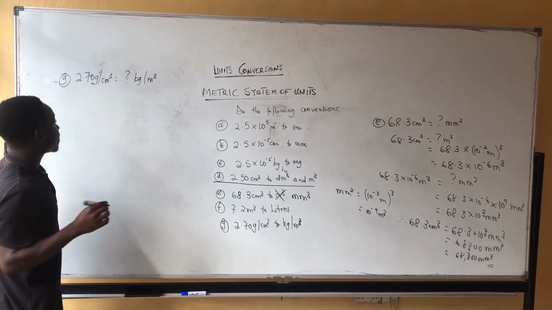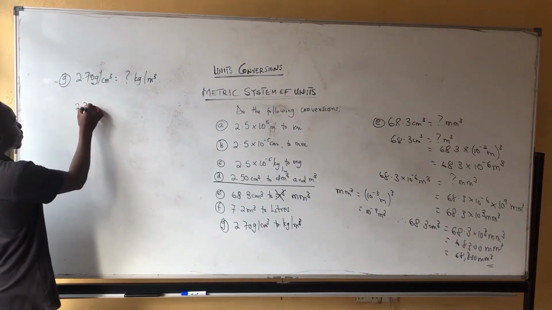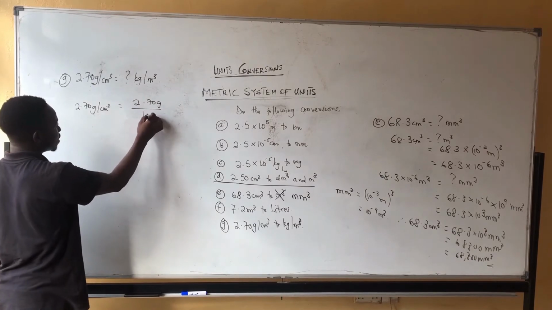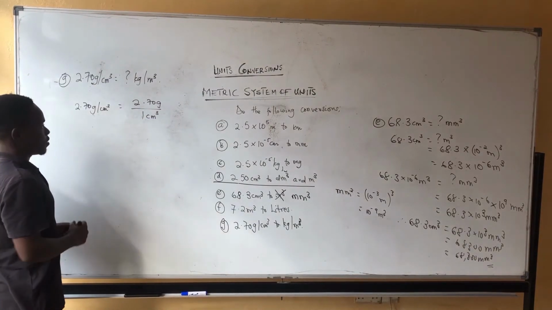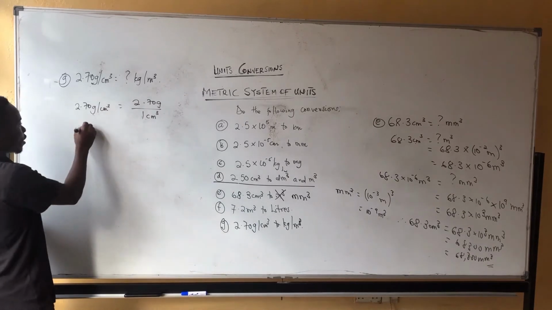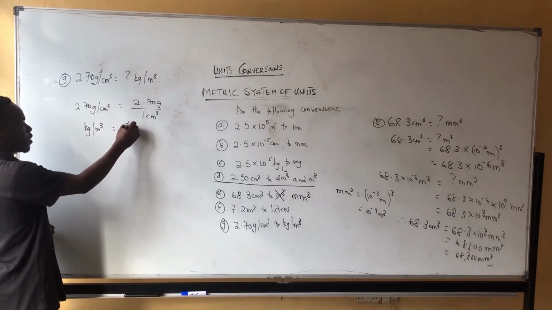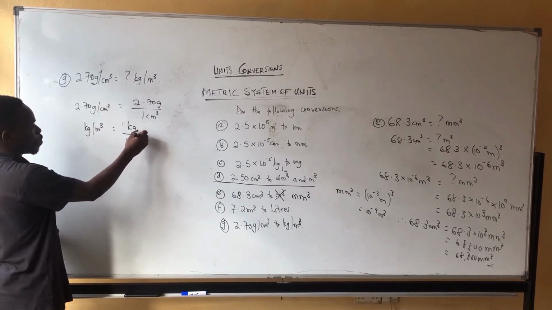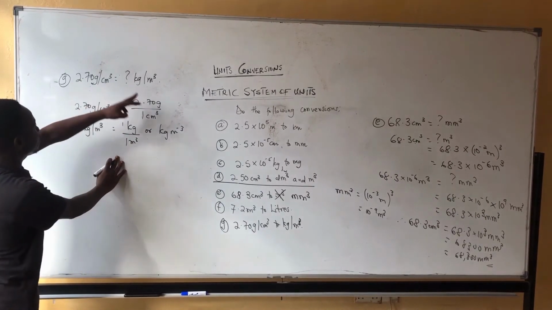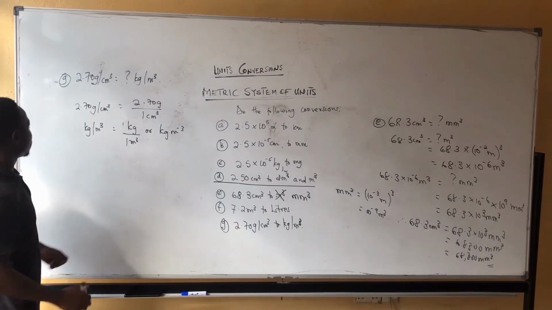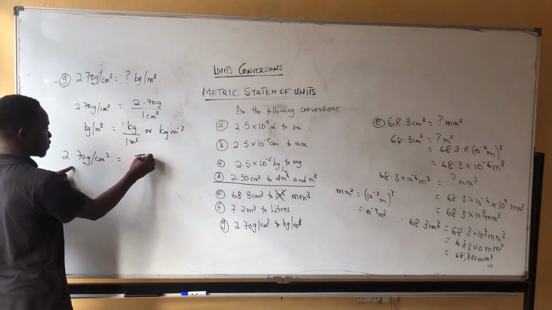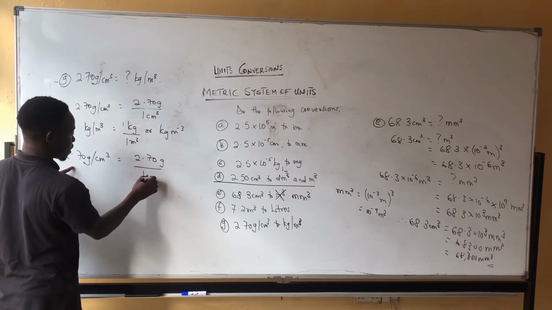First of all, you need to understand that I can write 2.70 grams per centimeter cube as 2.70 grams over a centimeter cube. Yeah, this is true. It's correct. And I can also write kilogram per meter cube as 1 kilogram over 1 meter cube, or kilogram per meter cube. It's the same thing. So how do I compare this to this? It's just by mere substitution again. 2.70 grams per centimeter cube is the same as 2.70 grams over 1 centimeter cube.